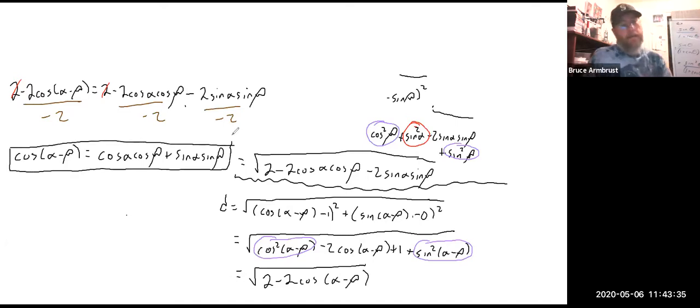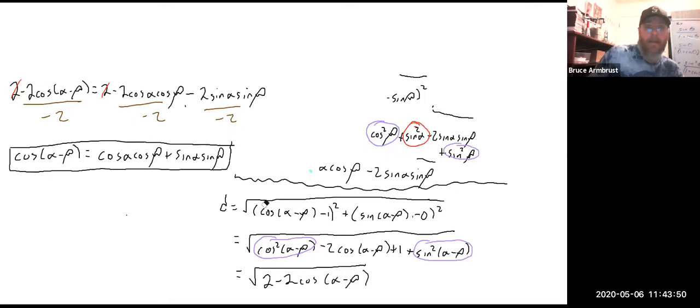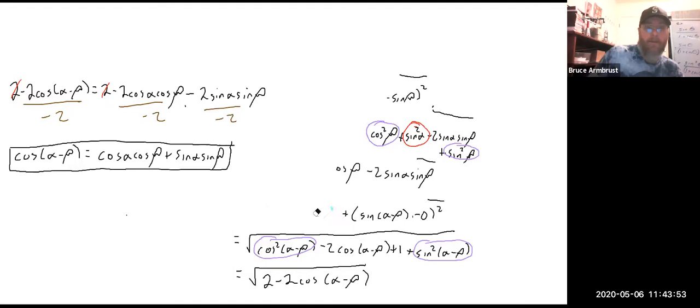because that, my friends, is the first of the sum and difference of angles identities. Okay, this is going to be the first of 6 that we get. Okay, so get ready for more. But there's the first one.